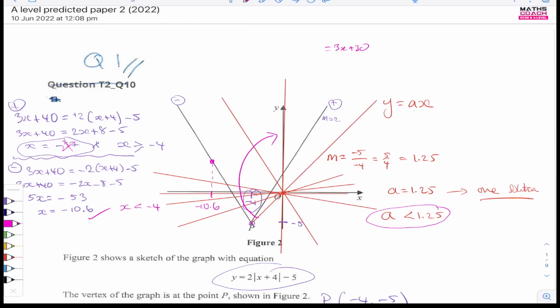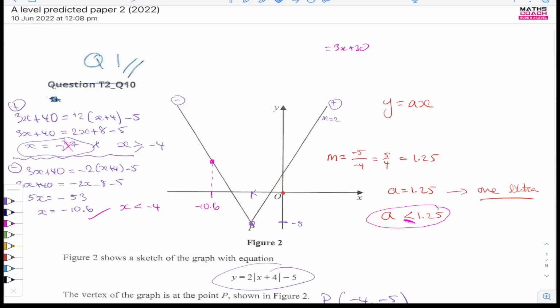So when it's equal to 1.25, we get exactly one solution. When it's less than 1.25, we get 2 points of intersection. That's what happens when you go clockwise. But now let's go the other way around. See what happens. So I'm going to rub these bits off.